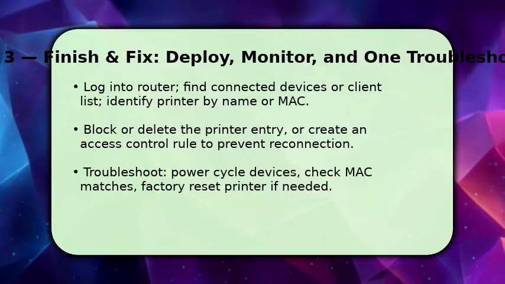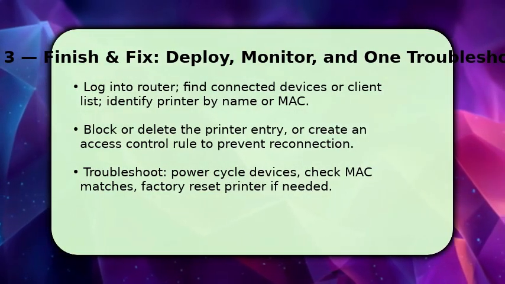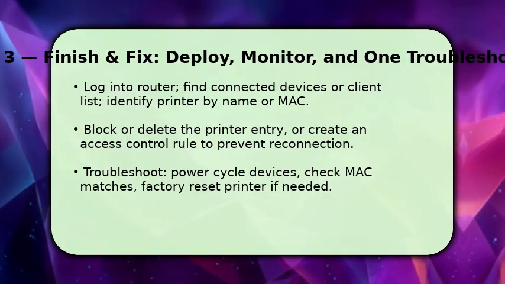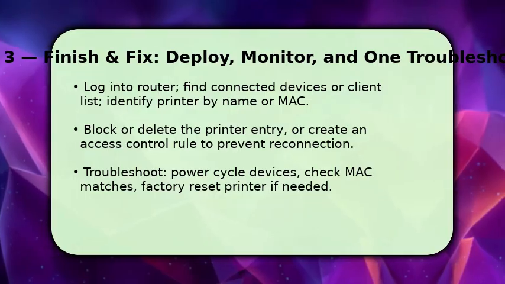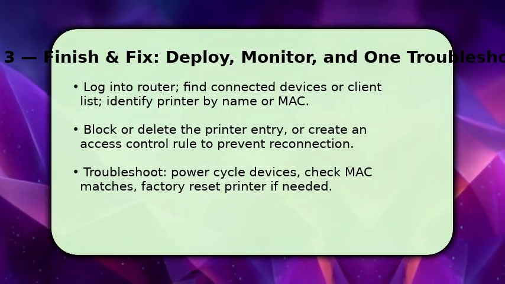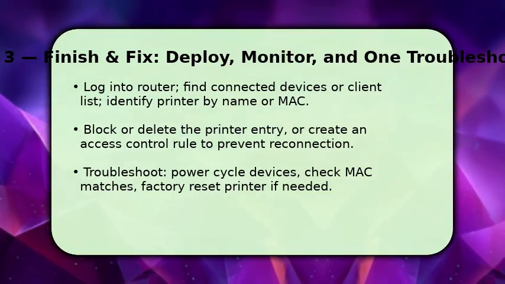devices or client list. Find the Canon by hostname or MAC address and delete or block it. You can also add an access control rule to prevent that MAC from reconnecting. Once removed, power cycle both printer and router to ensure the lease clears. If it still appears, double-check the MAC address and, as a last resort, perform a factory reset on the printer.